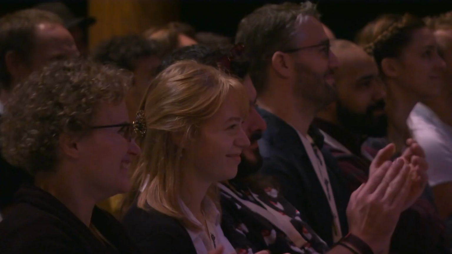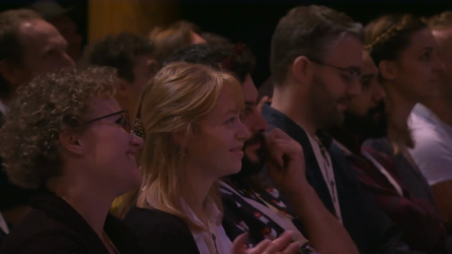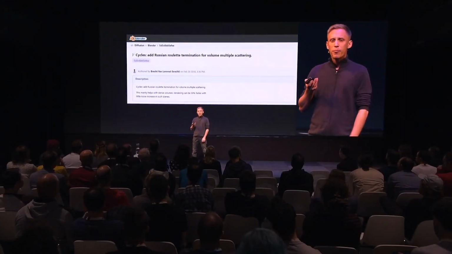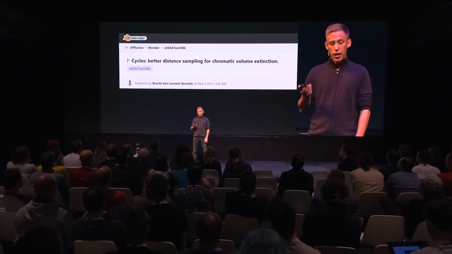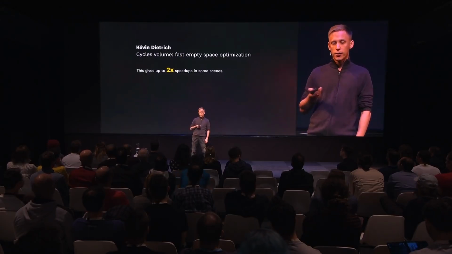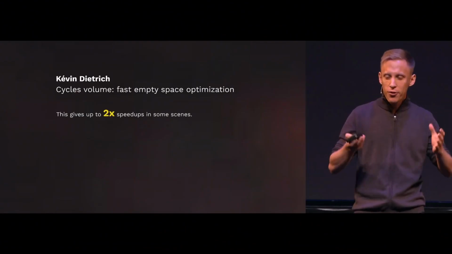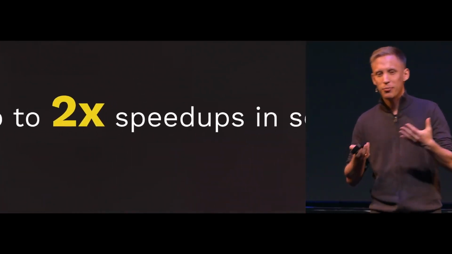Since 2017, we got about 120 code commits directly related to volumes and volumetrics, like the Principled Volume shader coded by Brecht van Lommel and other amazing features and, most importantly, bug fixes and stability improvements. For example, there is an amazing improvement coded by Kevin Dietrich, Cycles volume fast empty space optimization, whatever. But every improvement like that made Blender render volumetrics a bit faster. All in all, now we can enjoy about 100% faster Blender in relation to volumes.